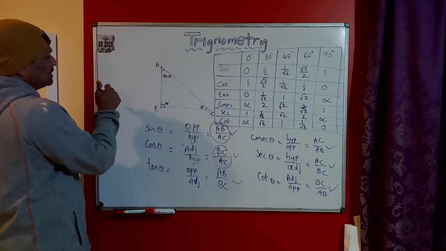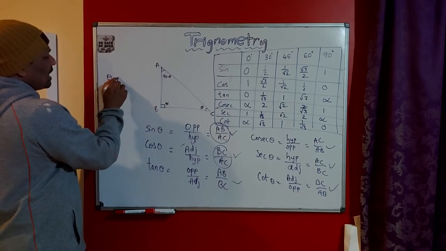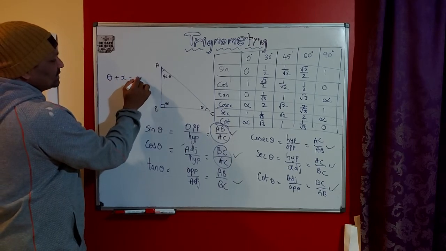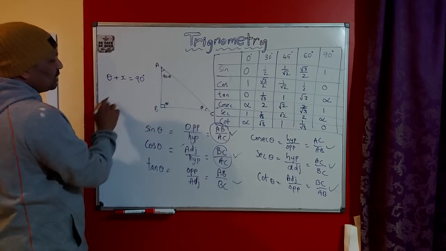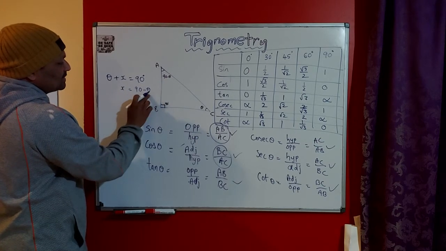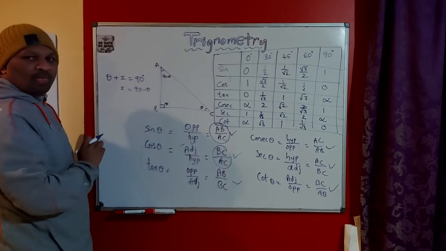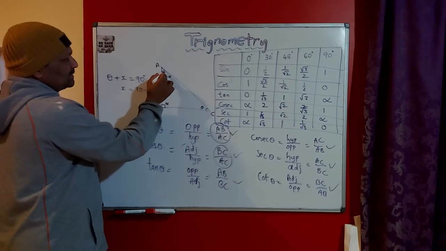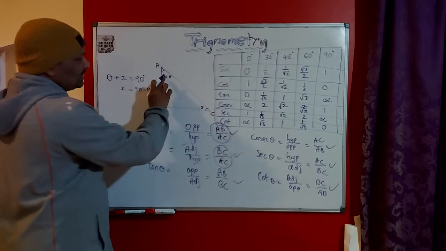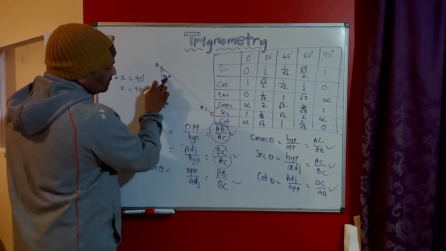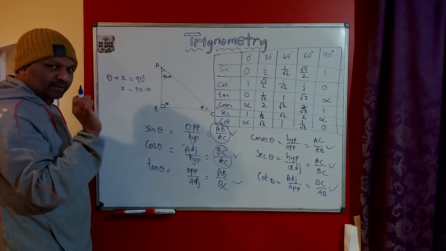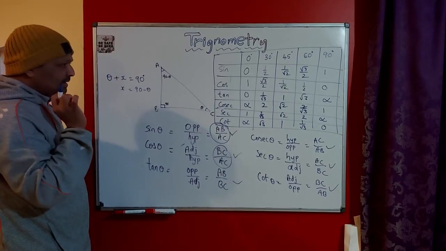Say for example, theta is one angle. The other angle, assume that it is x. The sum of these two should be 90 degrees, isn't it? What is x here? 90 minus theta. So this can be considered as the complementary angle for theta. The sum of this angle and this angle, we will get 90 degrees.